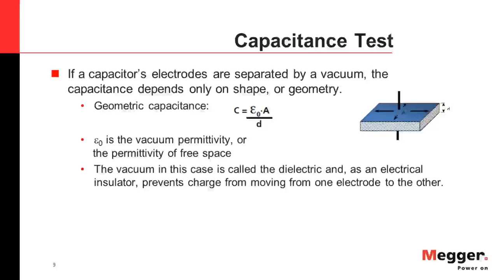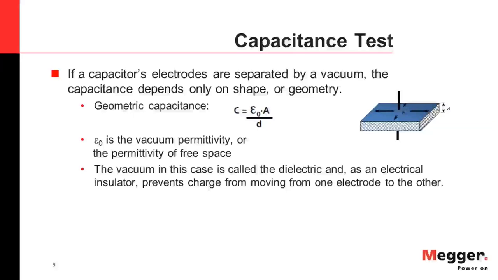So if a vacuum separates the capacitor's electrodes, we learned that the capacitance depends only on shape or geometry. Geometric capacitance, as it is aptly called, is equal to epsilon naught times the area of the plates of the capacitor, divided by d, the distance between the plates, where epsilon naught is the vacuum permittivity, or also called the permittivity of free space. In any event, it is a constant. The vacuum in this case is called the dielectric, and as an electrical insulator, it prevents charge from moving from one electrode to the other.